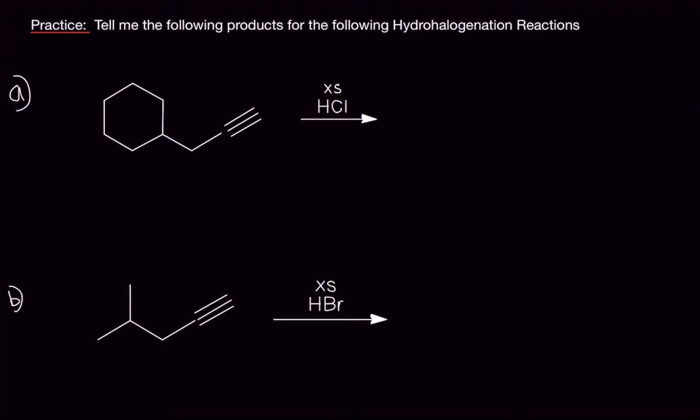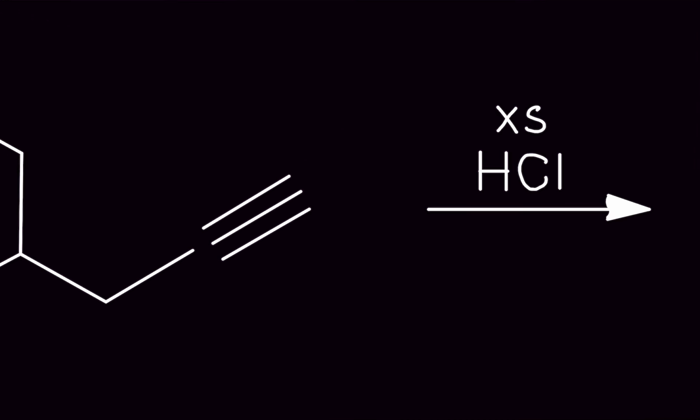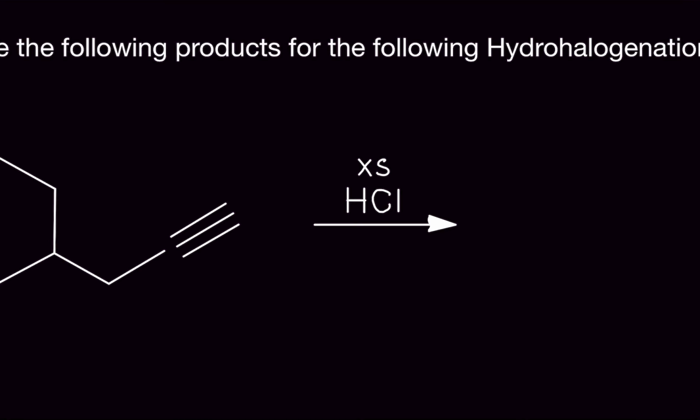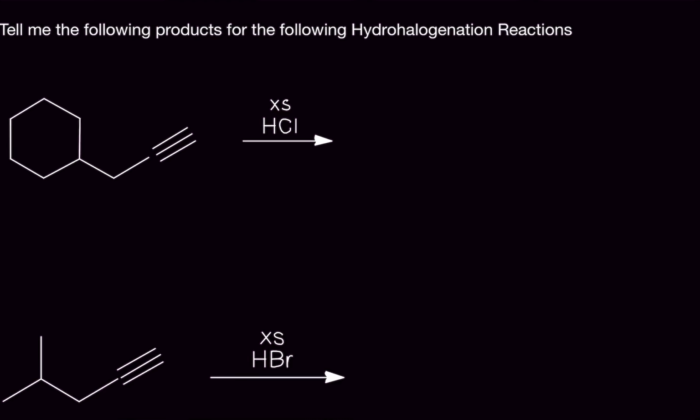Practice problems. Tell me the products for the following hydrohalogenation reactions. Okay, so we have an alkyne and we have excess HCl. 2 halogens. So since we have excess, we're going to have 2 halogens bond to our molecule, sacrificing the alkyne and turning into an alkane. The halogens bond to the more substituted carbon. So this is more substituted than this because this has no branches, this has one branch. The halogens are going to bond here. And we're going to get an alkane.